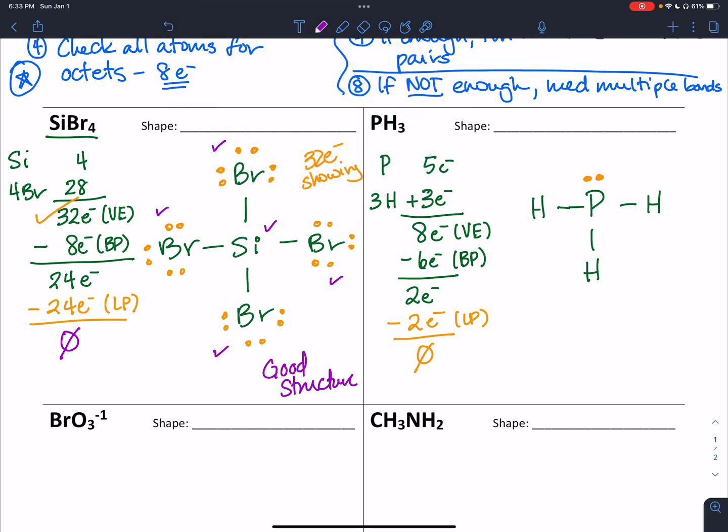Now, again, because I had what I needed, I didn't need to worry about any sort of multiple bond. So I'm going to check my work. First, I check the number of electrons, 2, 4, 6, 8 showing. So 8 electrons showing, and I check the total, so that's good. Then I'm going to go check my octets. Each hydrogen, as shown, has 2 electrons, which it is perfectly happy with, and then the phosphorus has 2, 4, 6, 8, which it is happy with. So this is a good structure.